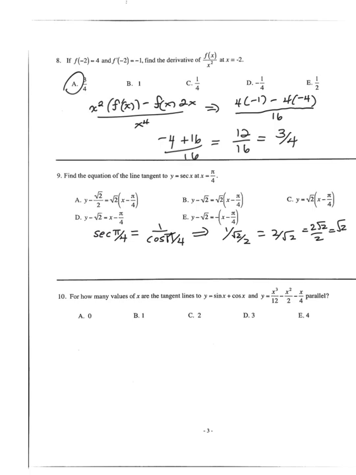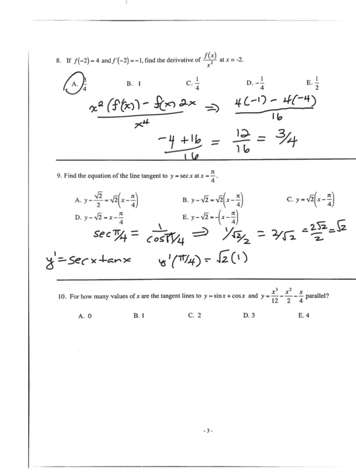So now I have to get my slope. So y prime is secant tangent. Now I have to substitute in pi over 4. What do we get? We get secant pi over 4, right? Well, we already know that that's square root of 2. Tangent pi over 4, well, we know that's 1, because it's sine divided by cosine.